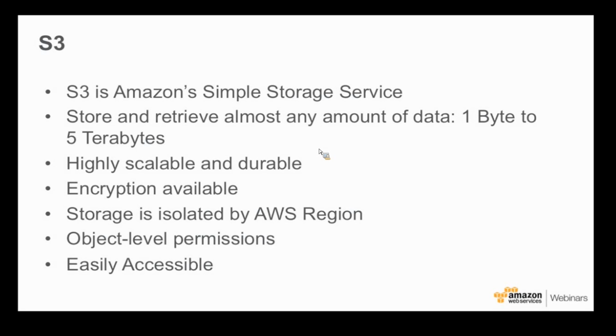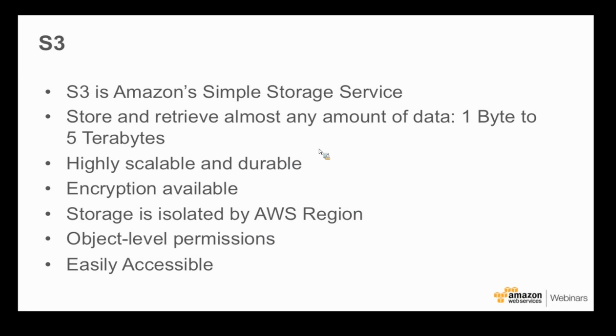Encryption is available both on client side and server side, and we isolate storage by AWS region. And if you're new to AWS, a region is a collection of what we call availability zones, and each availability zone is one or more data centers. So we achieve that durability target of 11 nines by replicating and by spreading objects across multiple data centers across a wide geographical area. So every time you put a single file or single object in S3, it gets spread around automatically across many disks and many data centers.